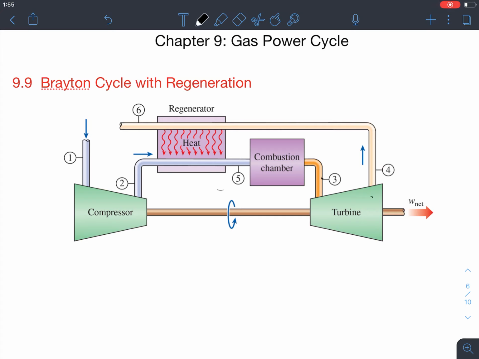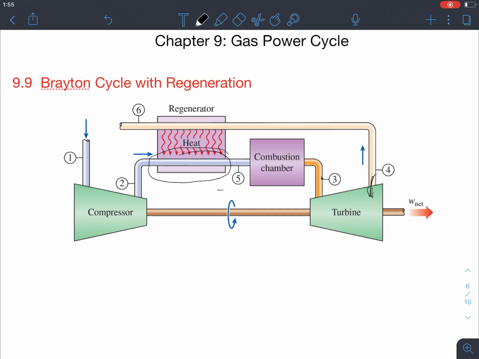So instead of leaving to the environment, in this Brayton cycle with regeneration system, we are taking that exhaust and bringing it into a system. In that system, the exhaust of the turbine is rejecting heat, right? By utilizing that heat, we will heat up the compressor output, so if we preheat that air or compressed gas, then we'll have preheated gas in the combustion chamber.